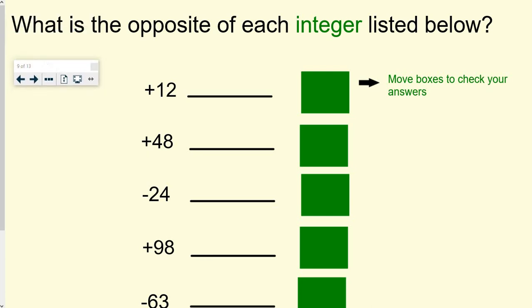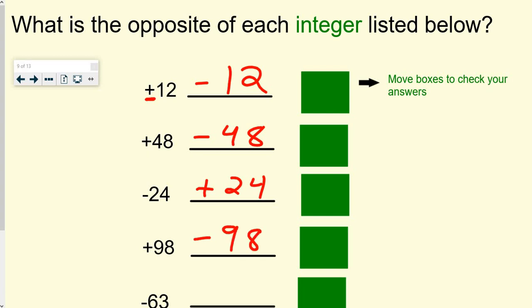So what is the opposite of each integer listed below? This is pretty straightforward. The opposite of positive 12 is -12. Opposite of positive 48, again, pause this and try this at home. You should always be doing this while I'm doing the questions, just to see if you can do this as well. But that's -48. The opposite of -24 would be positive 24. The opposite of positive 98 is -98. The opposite of -63 is positive 63.